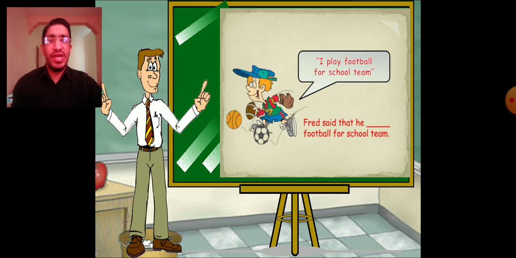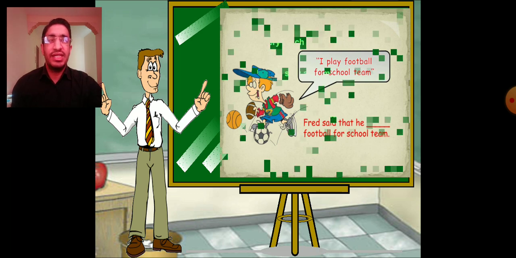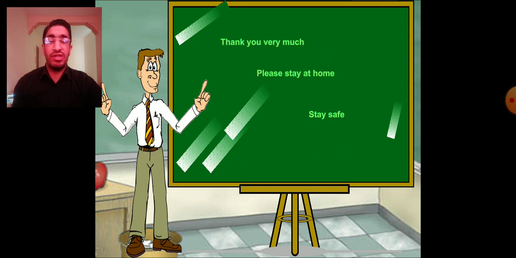Okay, so here there is no multiple choice. I want you to figure out the change of the verb by yourselves, all right? So: I play football for the school team. Fred said that he football for the school team, all right? Excellent.